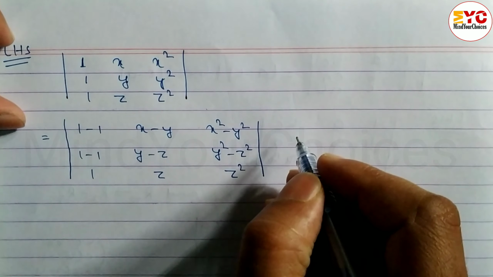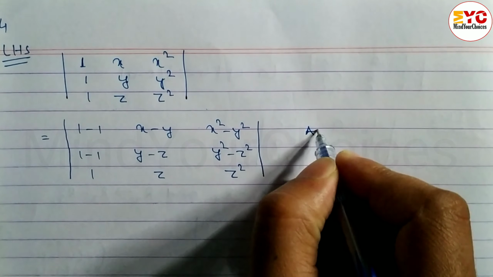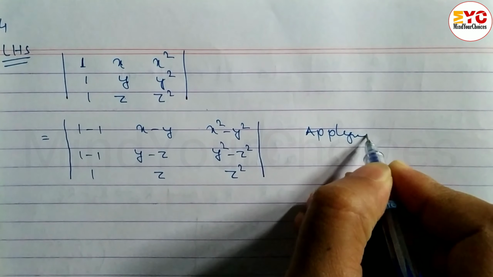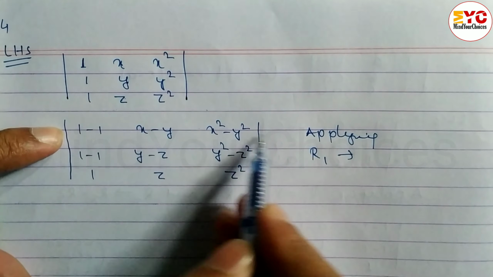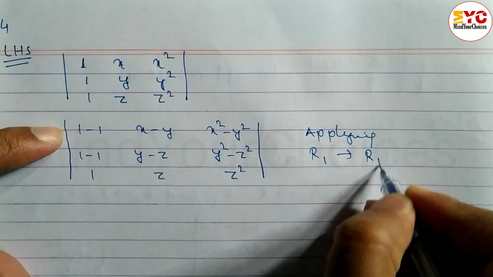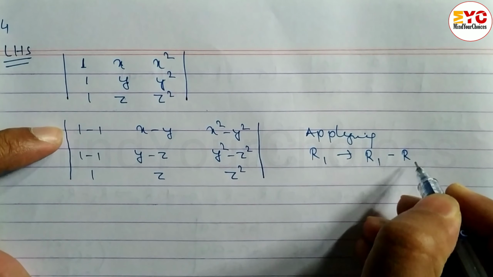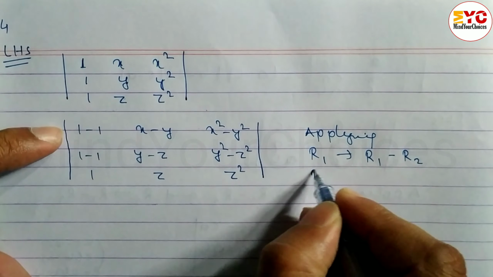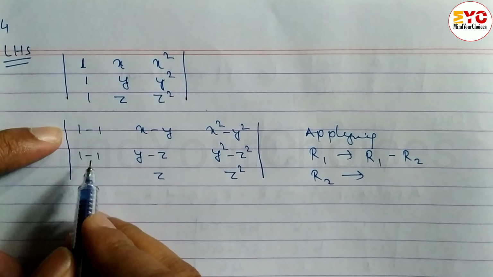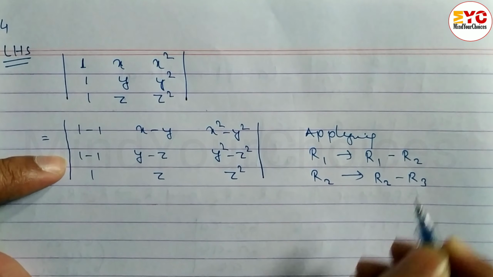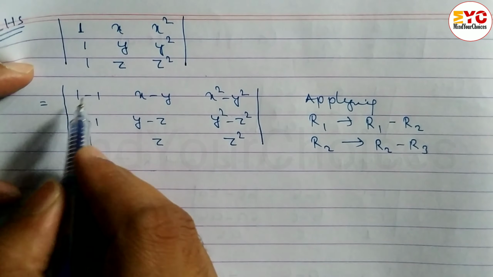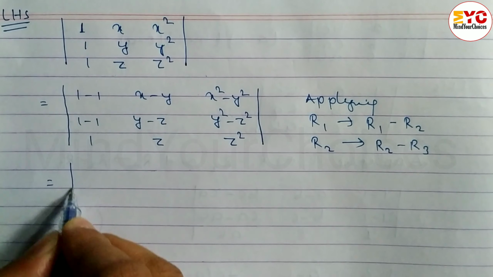What we done here, applying R1. For R1 what we done, R1 minus R2. Same process we done in question number 3, so here I am doing little bit fast. Okay, R2. For R2 what we done, R2 minus R3. Okay, now when you subtract we get here 0.